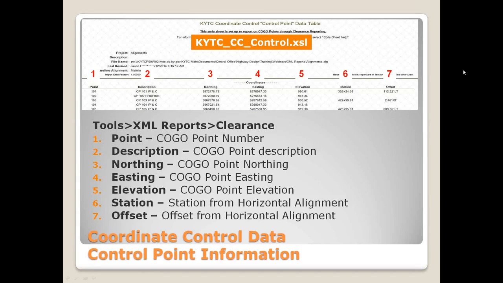So the first column is the point number, reporting the COGO point number. The description column is the point description. Northing, easting, elevation are all pulled directly from the COGO point information. And then the station and offset is being calculated based off of which alignment you've set to station off of.